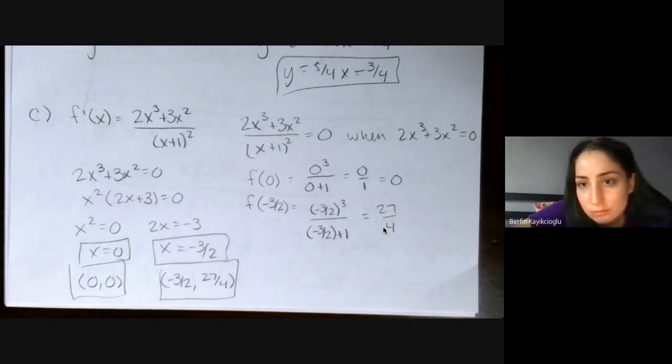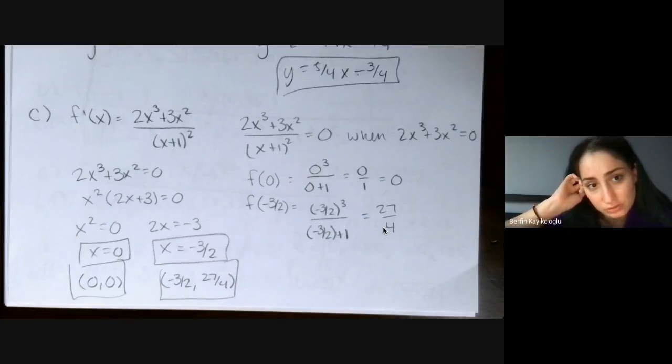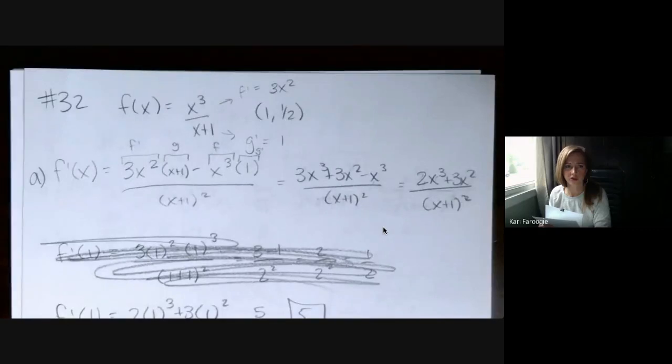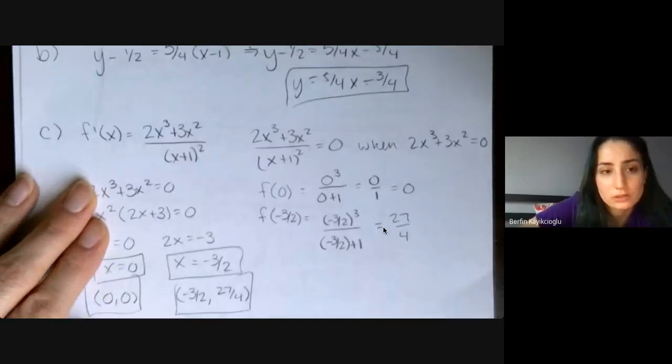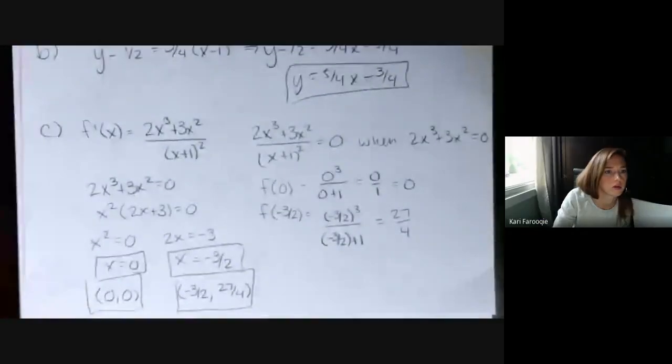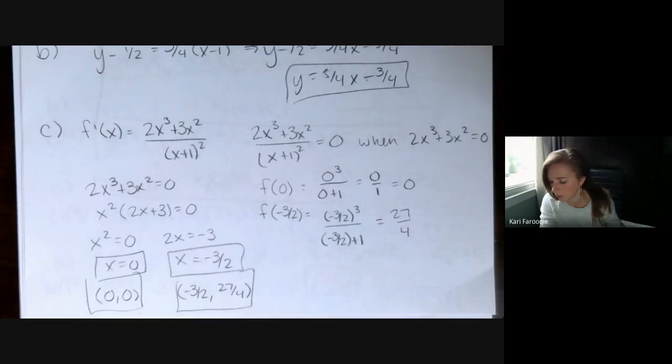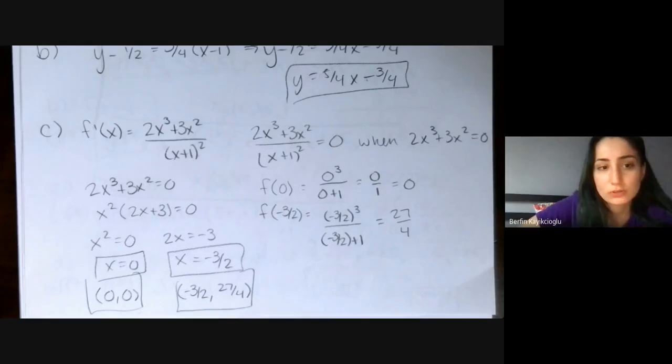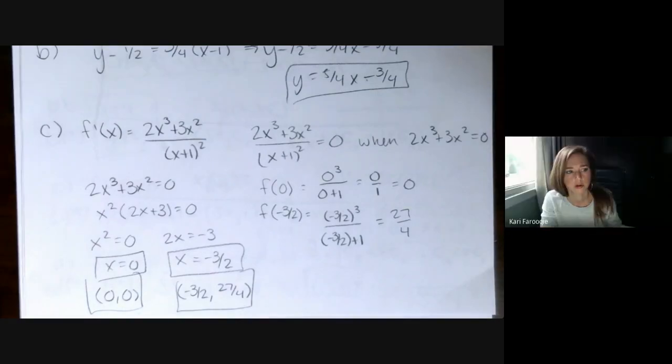Oh wait. What did you have for your function? Because I feel like I had the same function. I think it was the same for everybody. X cubed divided by x plus 1. Yeah. So for the points, it still says it's wrong. So I don't know why. Let me see. Mine says 0, 0 and -3/2, 27/4. Are you sure you entered it properly? For the smaller x value, I did 0, 0. Let me look at what you entered. Hold on, let me find it.